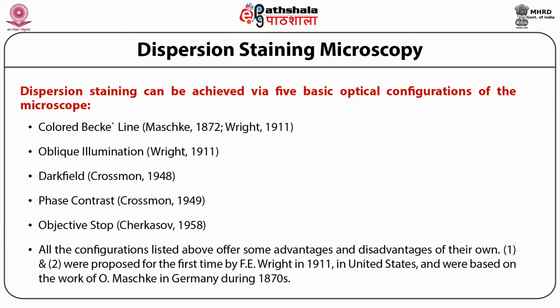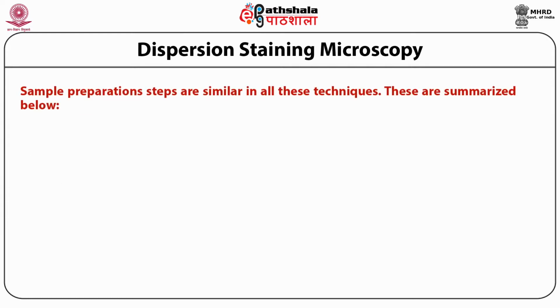Colored backline and oblique illumination were proposed for the first time by F.E. Wright in 1911 in the United States and were based on the work of O. Maschke in Germany during the 1870s. Sample preparation steps are similar in all these techniques. These steps are summarized as follows.